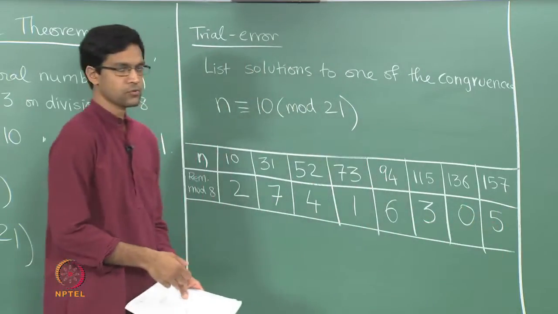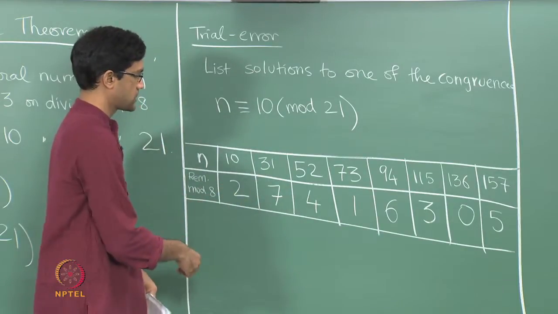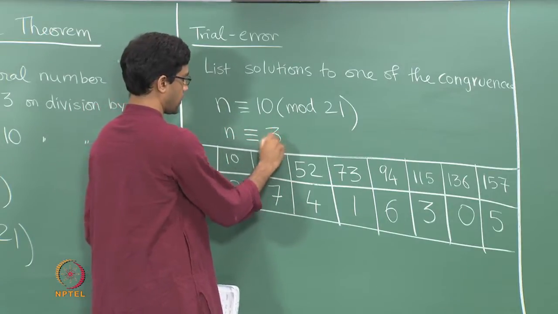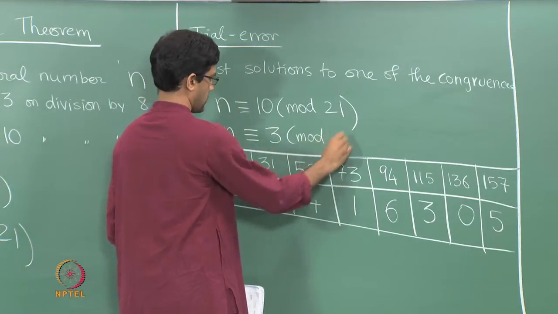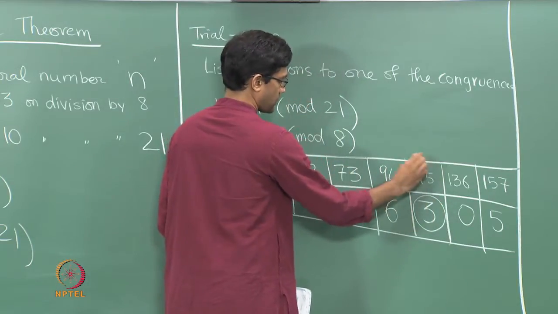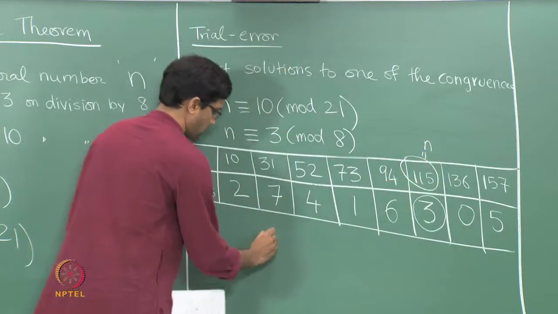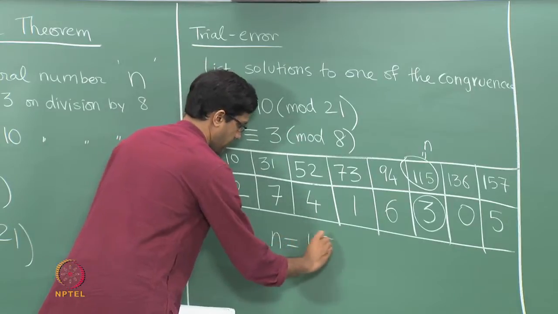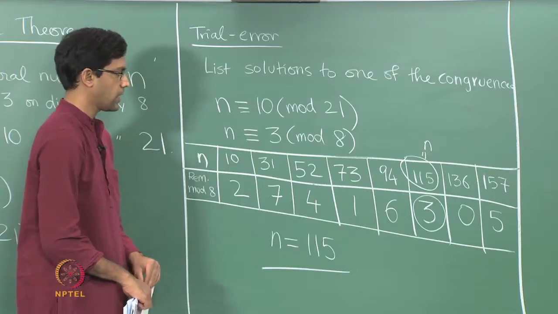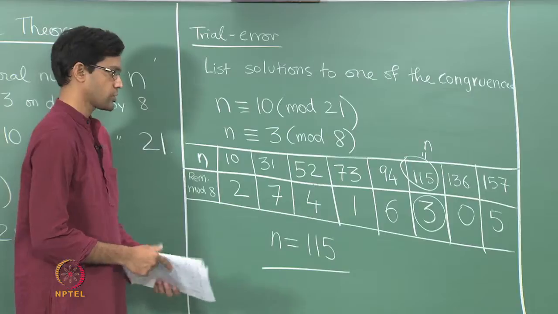Okay. So now you scan through this list and you find that the number 115 also satisfies the second condition that we want. So we also want n to satisfy n congruent to 3 mod 8, and of course that's exactly what we want, right? So the solution that we are interested in is the number n equals 115. Okay, so we have solved the problem here. n equals 115 is the smallest natural number which is congruent to 10 mod 21 and 3 mod 8. Okay, so that's sort of a brute force approach here.